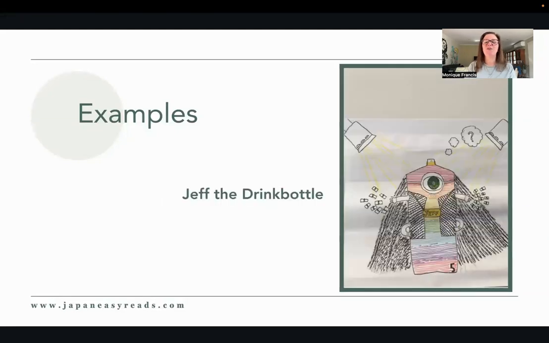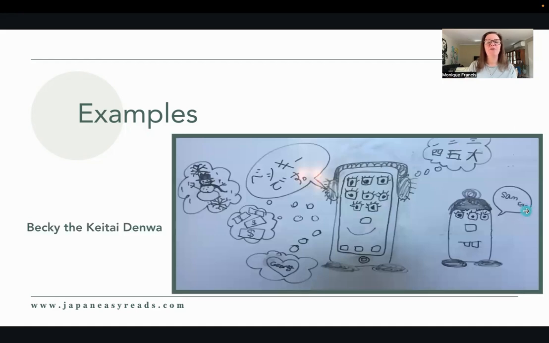Here's another one, Jeff, the drink bottle. Takusan okane ga arimasu, motte imasu. He's got one eye there. He's famous, but he's not very smart. So again, once these characters are created, you've got a fabulous character for a story, a class story.